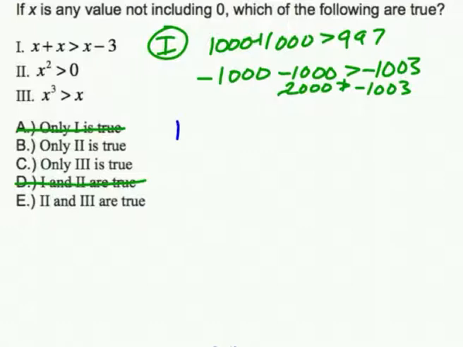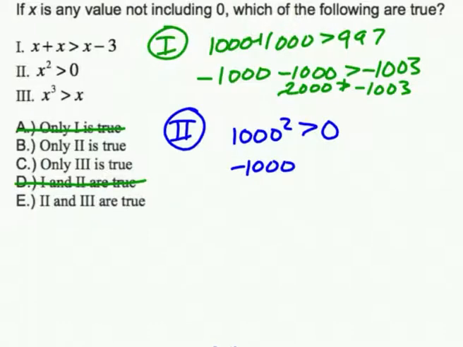So now I'm going to try some numbers with 2 until I'm satisfied. So I'm going to choose a really big number. I would say 1,000 squared is greater than 0. That's true. Where I want to be careful is this. They're asking you to square x. So whatever you choose for x, you have to square the whole thing.